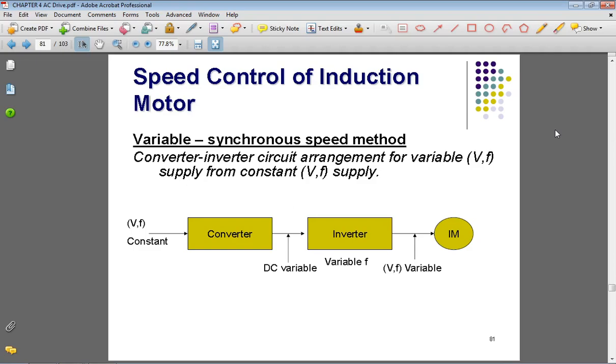The DC link will be used to filter and control the DC voltage and current in a variable frequency drive. Then the DC voltage will be converted back to AC voltage through the inverter, but this time the voltage and frequency can be changed according to the requirement. Then the variable voltage and frequency will be fed to the induction motor.